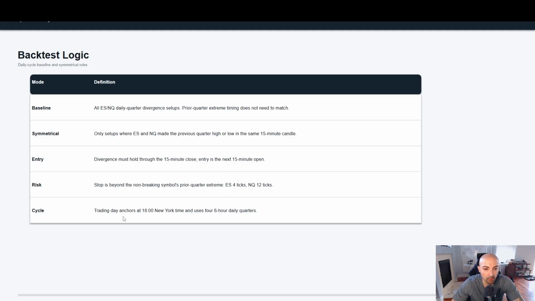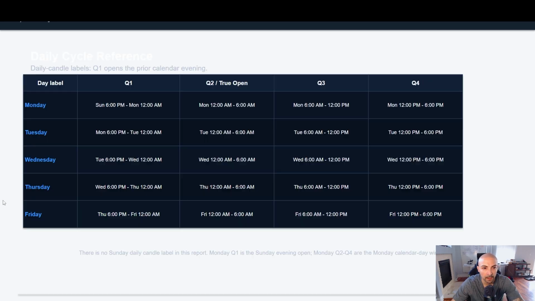And the cycle is the daily cycle. There are 6 daily quarters in a day. And this is the daily. I'm not going to go through all of them, but quarter 1 on Monday starts on Sunday when the market opens. So you've got 6 p.m. to midnight. This is all New York time. 6 p.m. to midnight, 12 a.m. to 6 a.m., which is going to be your Asian, and then 6 a.m. So you've got the New York morning and then the New York afternoon.